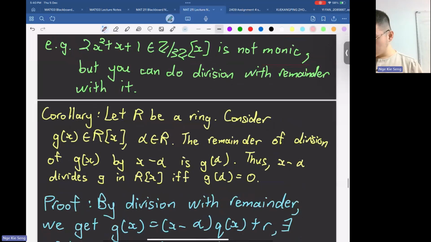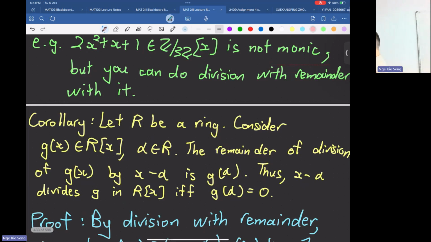Okay. So another corollary: consider a ring R and g(x) in R[x]. The remainder of the division of g(x) by x minus alpha is g(alpha), because x minus alpha divides g in R[x] if and only if g(alpha) equals 0. So do you know what this means? If you divide a polynomial by x minus alpha, the remainder is just the substitution by alpha. I'll let you think for 2 or 3 minutes. Try to prove this or discuss with your friend. This fact is really important. Later I'll show you an example after proving.